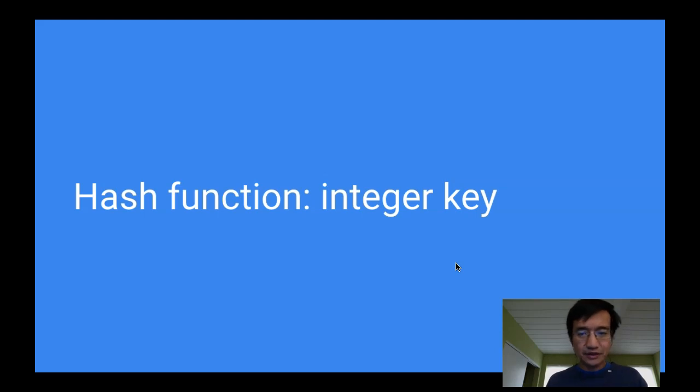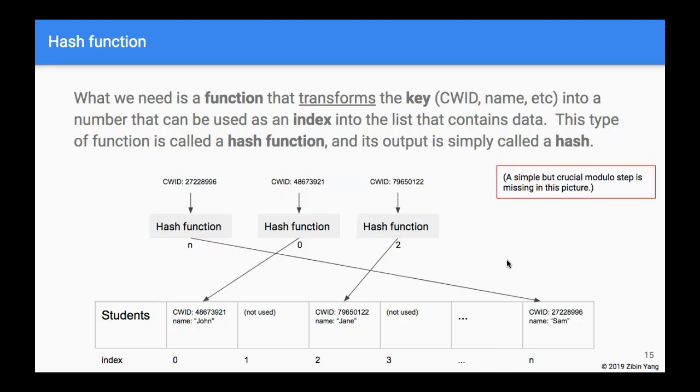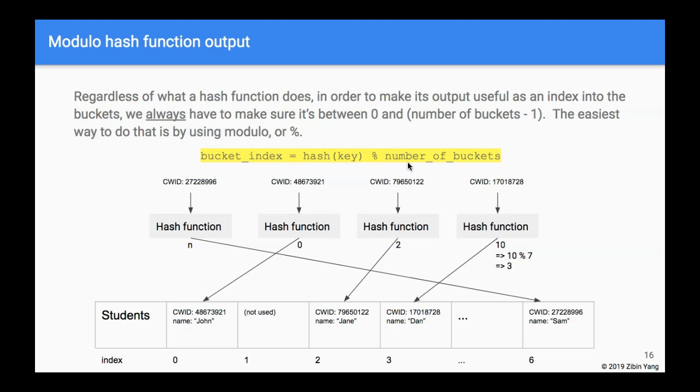So we'll start talking about hash functions, and we'll start with the one that works for integers. If you remember from the introduction to a hash function, it's basically a function that transforms a key into an index. Now, I said back then that there is a simple step that is missing from this picture. Regardless of what the hash function does and what its output is, in order to make its output useful as an index into the buckets, or into this array, we always have to make sure that index is between 0 and the number of buckets, exclusive, obviously.